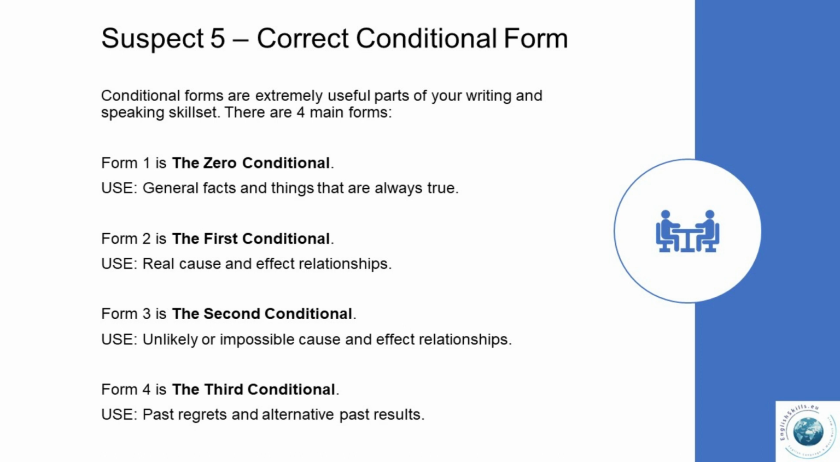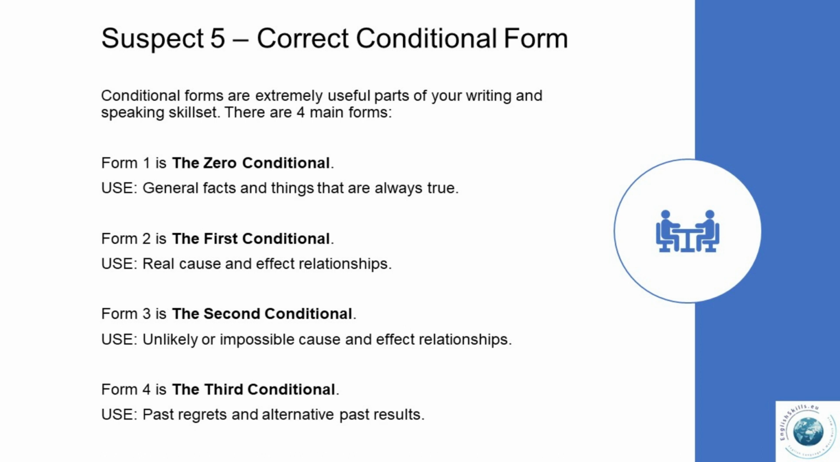There are 4 main forms. Form 1 we call the zero conditional. We use it for general facts and things that are always true. So if you know that you want to communicate about a general scientific fact, for example, the zero conditional is the right one for you. Form 2, the first conditional, very similar structure to the zero conditional, but we use will. We'll look at all of these very soon. We use the first conditional when it's a real cause and effect relationship.